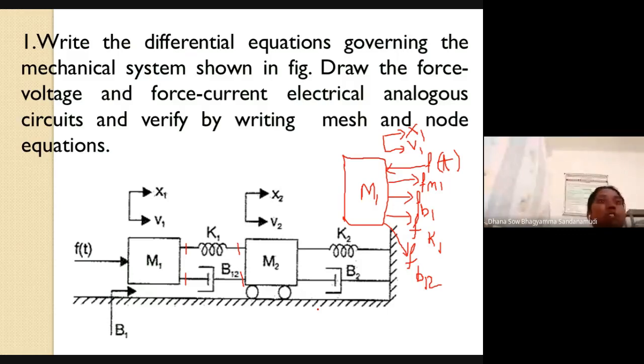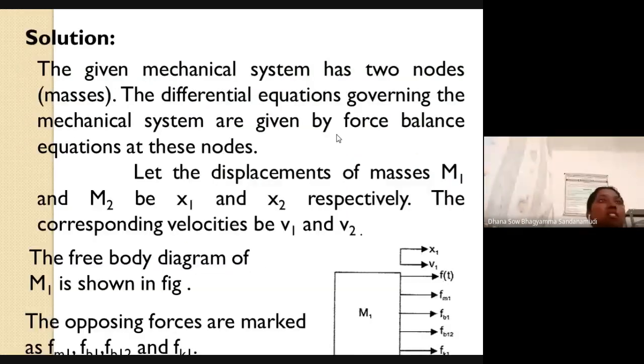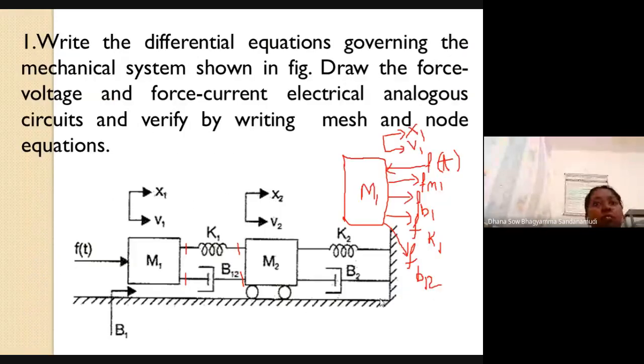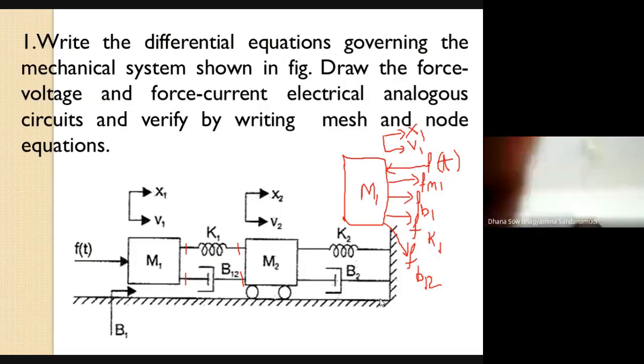Let us see the force balance equations in the solution. This has two nodes, because there are two masses. M1 and M2 are the masses, displacements are x1 and x2, and velocities are v1 and v2. The free body diagram of M1 is this, which I have just drawn.